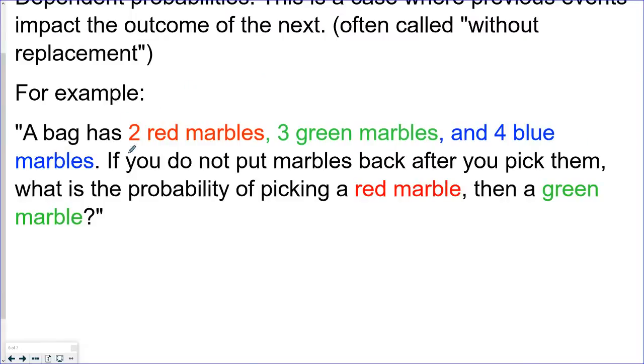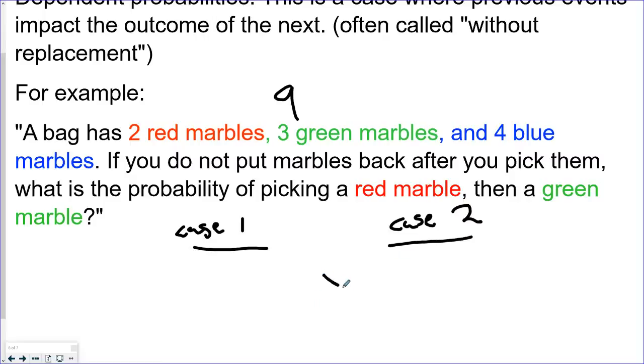So the same marbles again, 2 red, 3 green, 4 blue. So we have 9 marbles total, right? You're going to pick 2. If you do not put the marbles back, what's the chance that you pick a red and then a green? Well, again, let's do case 1, case 2. And then we're going to multiply them together, remember.